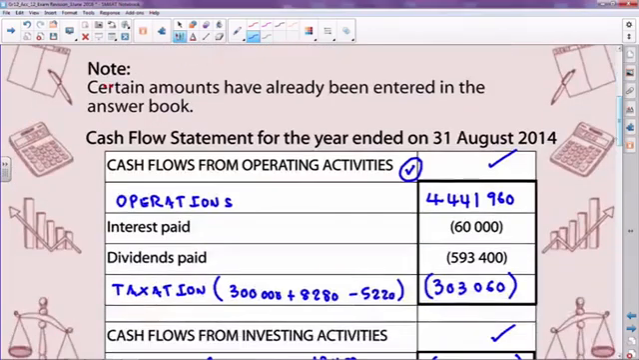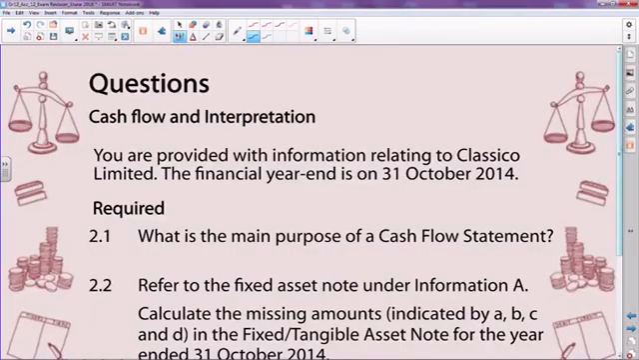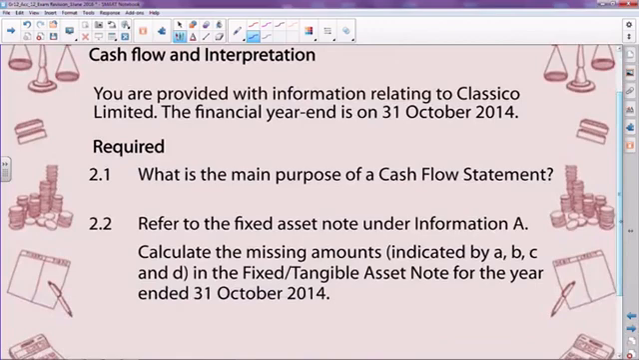Next question. So we're done with our cash flow question here. And we have a theory question here that says, what is the main purpose of a cash flow statement? You have exactly 1 minute to give me that main purpose. Go for it.